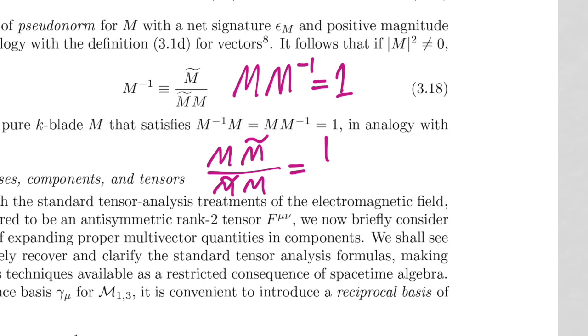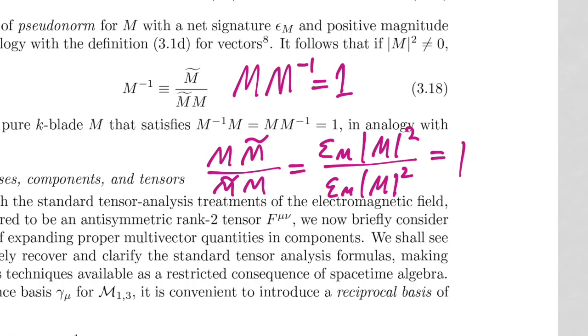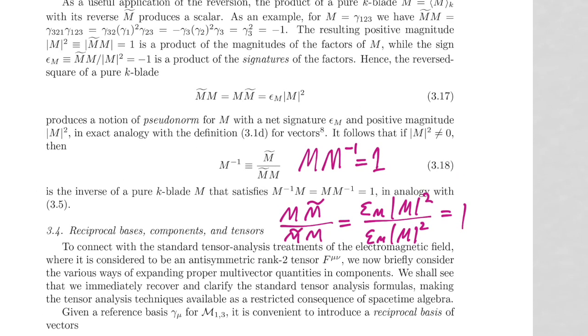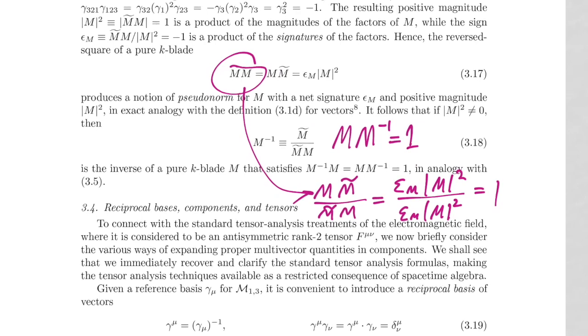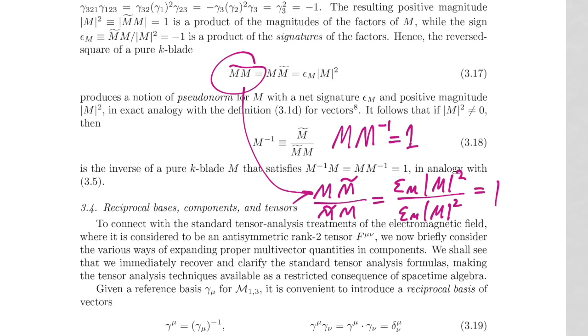it's equal to epsilon M magnitude M squared, and down below it's epsilon M over magnitude M squared, which equals 1. Right, I'm using this formula here, down here. So multivectors have inverses, and that is something special about the geometric algebra, right?